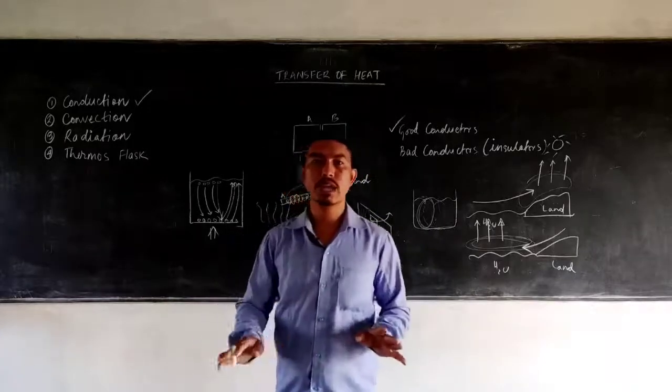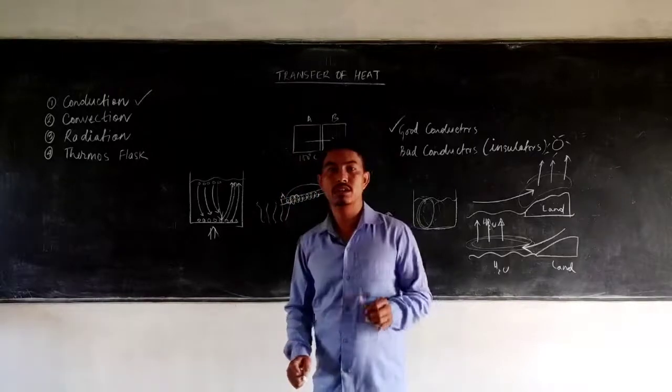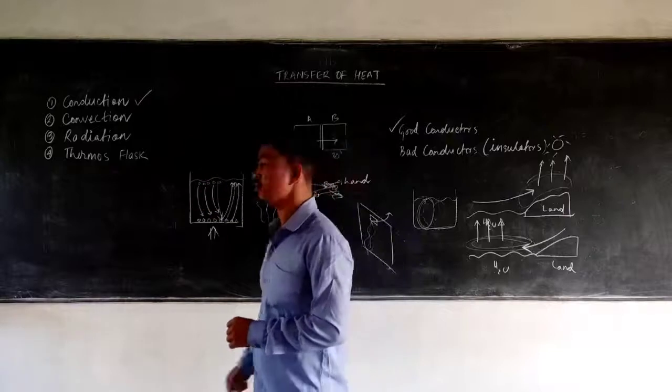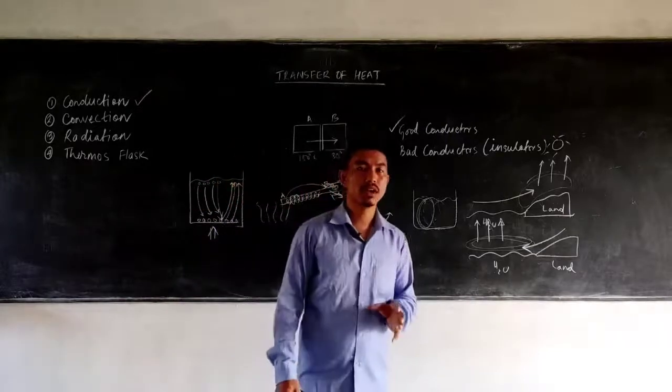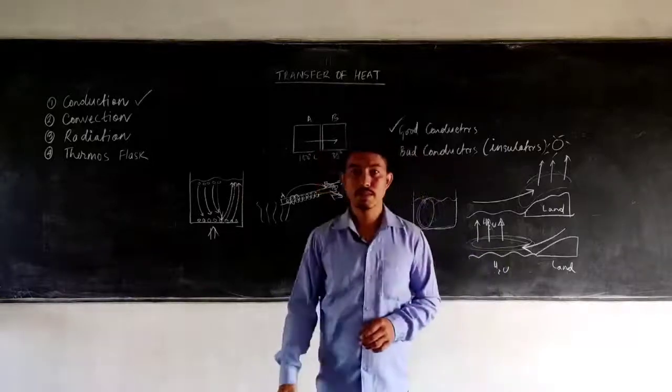So you must be familiar with these three processes of transfer of heat: conduction, convection and radiation. And now finally we have the thermos flask. You have to learn how the loss of heat is minimized in a thermos flask.